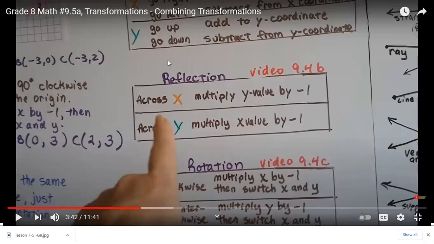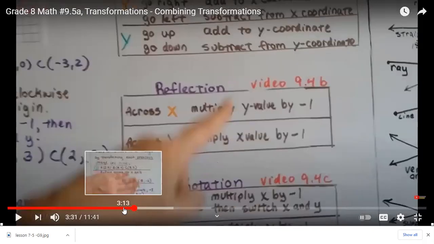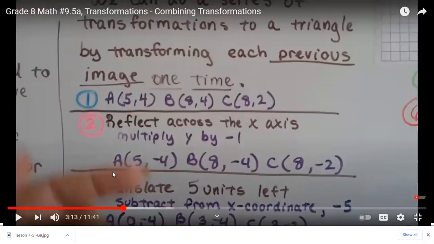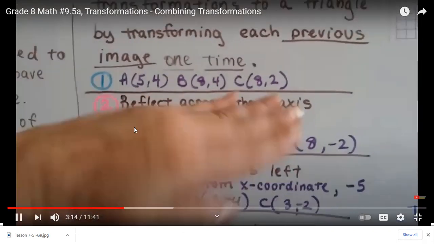How will you reflect across the y-axis? Change the sign for x. Yes, we will change the sign for x. Then we will find the new coordinates. It will be -5 and -4, and -8 and -4, and so on. We will continue here.